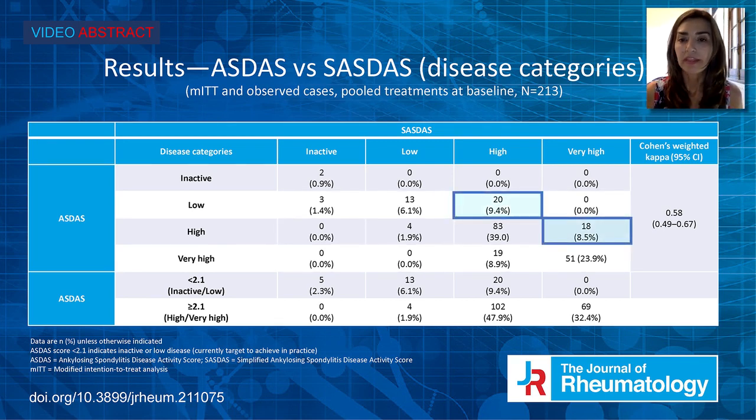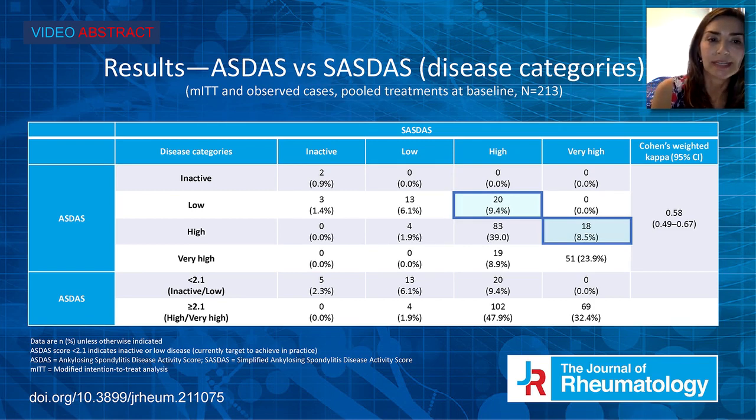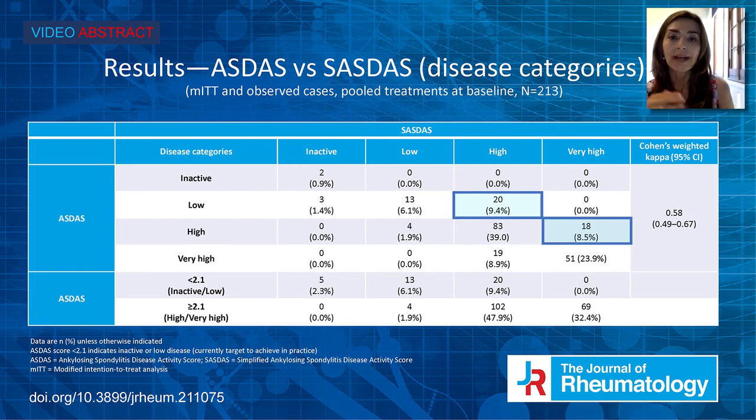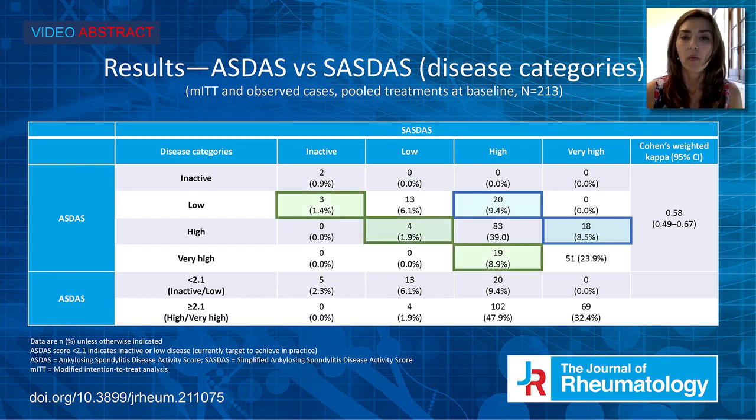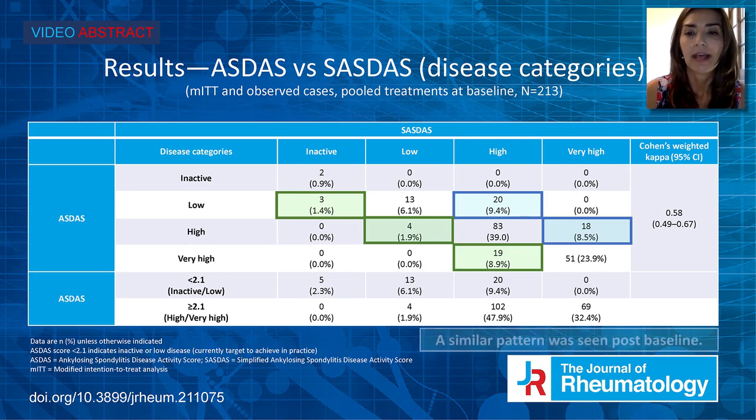However, there were 38 patients, corresponding to 17.9%, in low and high disease activity by ASDAS who were categorized as having higher disease activity by SASDAS. Besides, there were 26 patients, the 12.2%, who were categorized as having lower disease activity with SASDAS than with ASDAS. And a similar pattern was seen post-baseline.